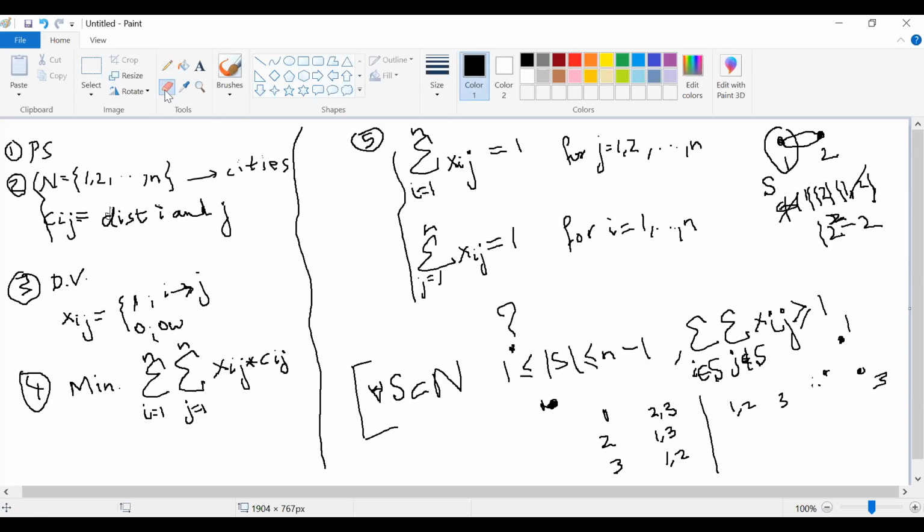How do we increase the size of this? Sorry, but if there does not exist a path between cities... There is always a path. No, I mean a direct path. If there exists no direct path between cities, I mean, if there is no direct path from 1 to 3, you should go from 1 to 2 and 2 to 3. Should we consider this condition?